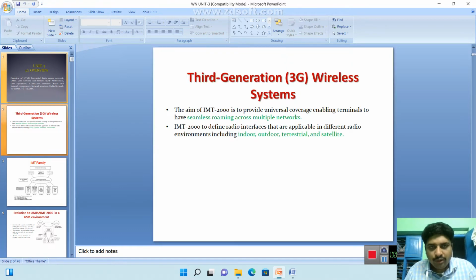Now we are going to see the 3G wireless system. It is the IMT standard, International Mobile Telecommunication standard. It is used to provide a coverage area to the user. For what purpose? To provide roamless wireless network access. We all know we have a roaming problem across multiple networks. So to avoid that roaming problem, we are going to implement a standard called the 3G wireless system. In this application, it mainly accesses indoor, outdoor, terrestrial and various applications.